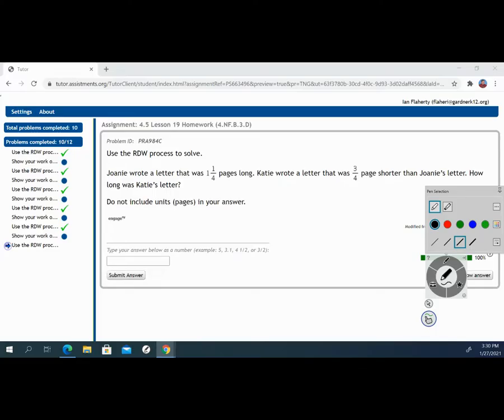Joni wrote a letter that was 1 1/4 pages long. Katie wrote a letter that was 3/4 page shorter. So that's a good clue I'll talk about in a second. How long was Katie's letter? So again, what we already know or what we're already thinking about, that was our read.